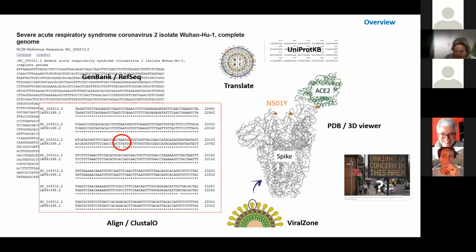So again, as I said previously, everything is focused on the data which are found in the database, such as GenBank and RefSeq. Then you can compare this data, look for the mutation, translate the data into a protein sequence, look in the 3D structure, and have a look at the impact of the mutation on the protein structure.